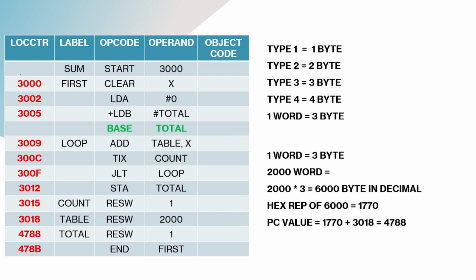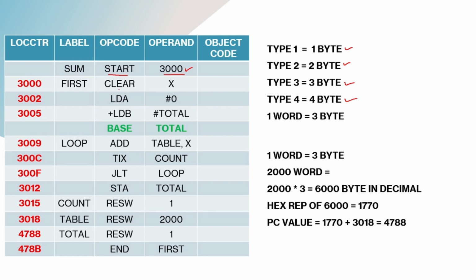So what we'll do now is generate the location counter values. And basics, you got to know the four types of instruction formats. We have type 1, type 2, type 3, type 4. Type 1 takes 1 byte, type 2 takes 2 bytes, type 3 takes 3 bytes, and type 4 takes 4 bytes. Now starting, we can see SUM START 3000. So this is our starting address. This is where our program starts.